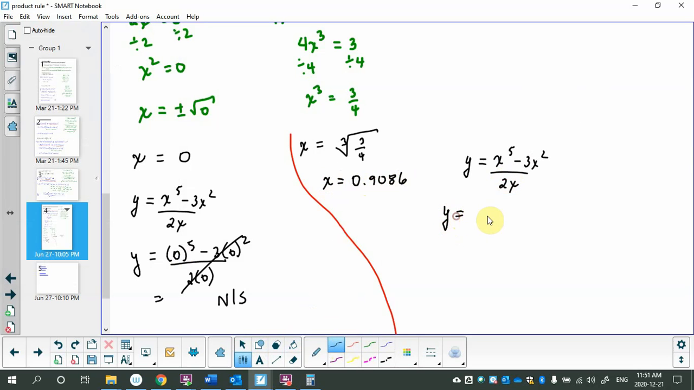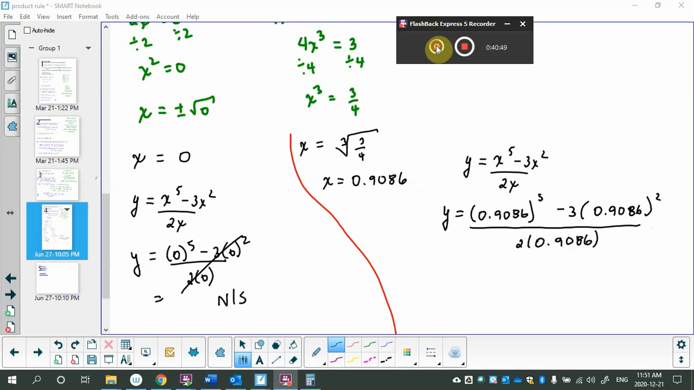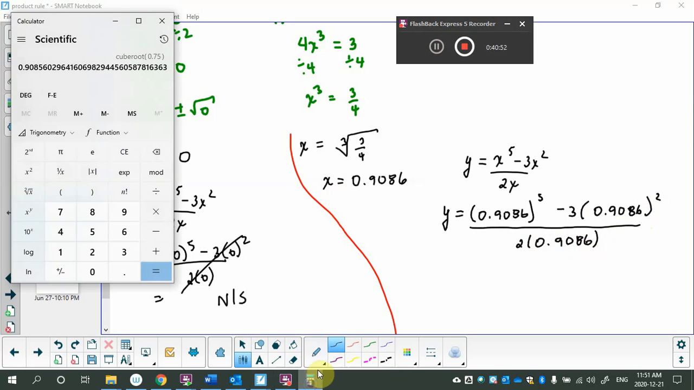So y equals 0.9086 to the 5 minus 3 times 0.9086 to the 2 over 2 times 0.9086. Oh, I think I'm going to sneeze. Hold on. Oh, I got it under control. Maybe not. Oh, gonna pause. All right. Whew. So I don't know how to use my memory button on this thing. Some of you probably do know how to use your memory button, so I'm going to be super inaccurate here.